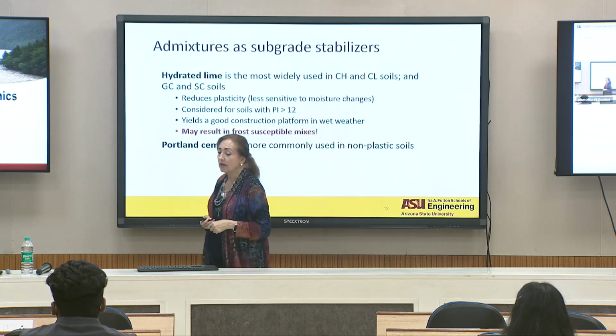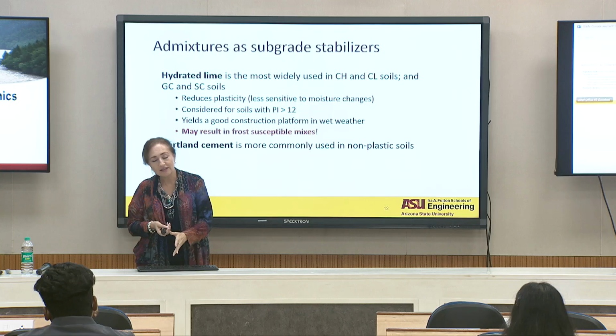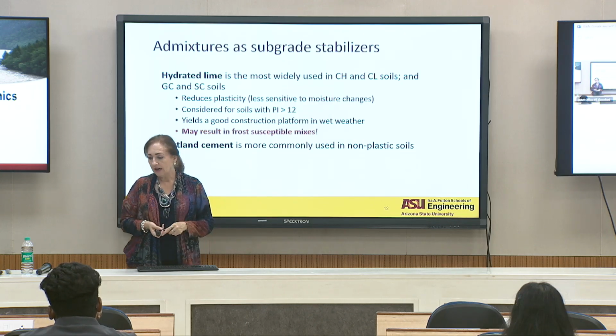Hydrated lime, this is very well used, at least in the United States, for clay materials, right? For these expansive soils, the norm is not to use cement. We use lime, okay? Lime for CH and CLs, and for any clay gravel or clay sand that you're going to find that you need to treat. Why? It will reduce the plasticity. It's going to make the soil less sensitive to moisture changes.